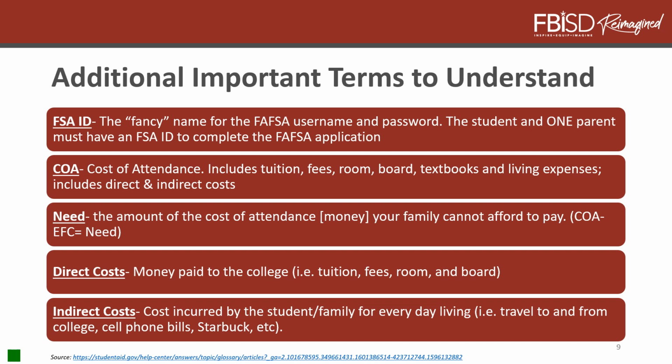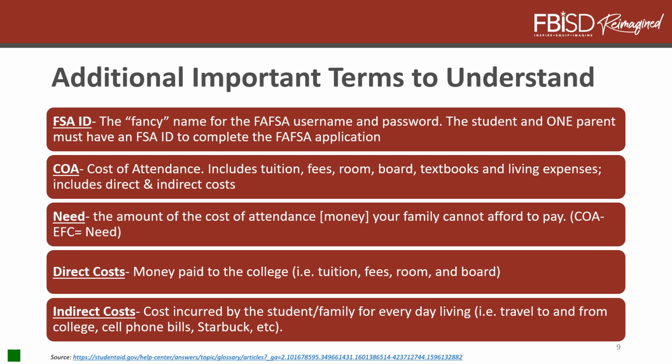FSA ID is the fancy name for the FAFSA username and password. The student must have an FSA ID to complete the FAFSA application. The student must complete the FSA ID creation process before they start the FAFSA application. One parent must have an FSA ID, and they must create that FSA ID before their student can complete the FAFSA application process. Remember, when working with FAFSA, the FAFSA application is the student's application. It is not the parent's application.